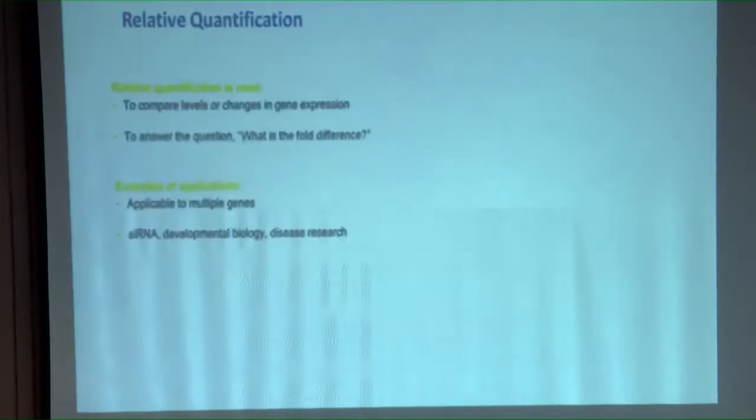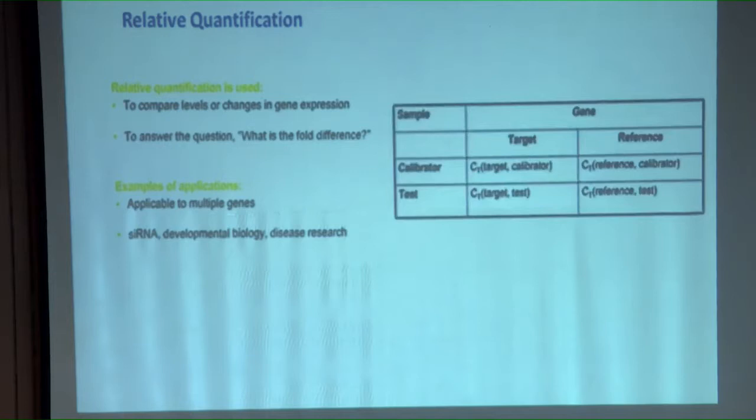In terms of relative quantitation, I already told you, you need to have a reference gene. And here a small thing I would like to highlight is so important. In relative quantitation, there are certain terminologies you need to keep in your mind. One is calibrator, another is test, and then target and reference.